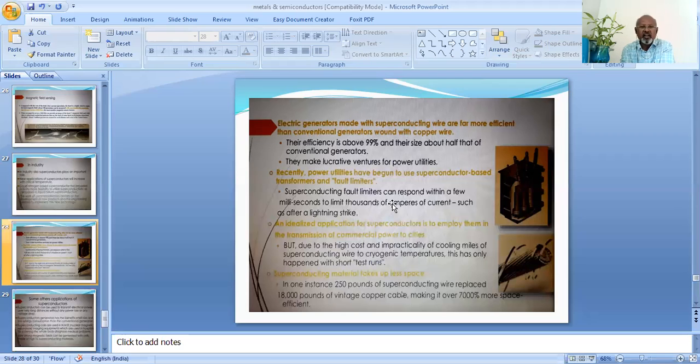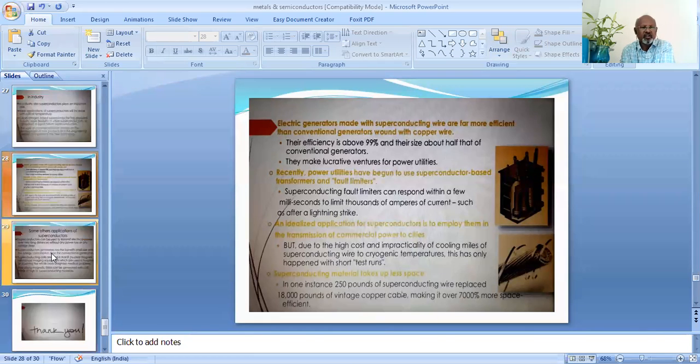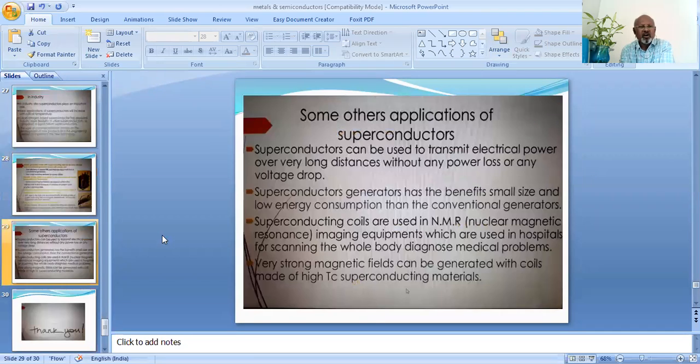Superconducting fault limiters can also respond within a few milliseconds to limit thousands of amperes of current, such as after a lightning strike. So in all these electric devices, superconducting materials are used. This is again some other general applications of superconductors.